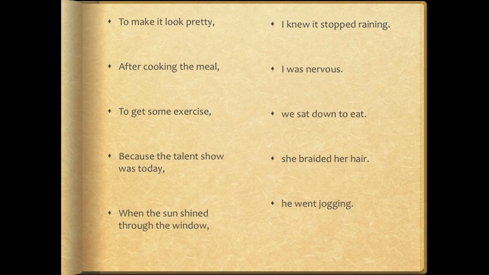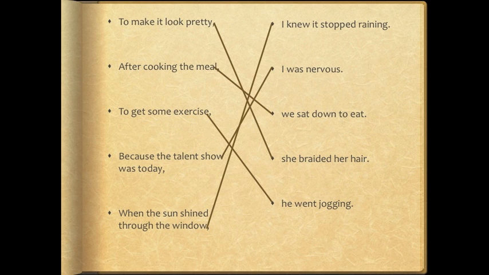Let's work through these ones together. Follow along on your worksheet. To make it look pretty, she braided her hair. After cooking the meal, we sat down to eat. To get some exercise, he went jogging. Because the talent show was today, I was nervous. When the sun shined through the window, I knew it stopped raining.